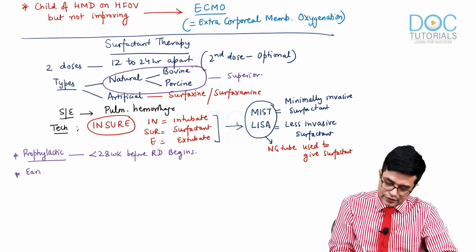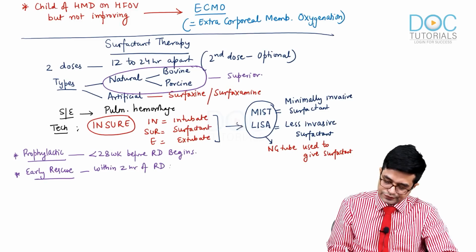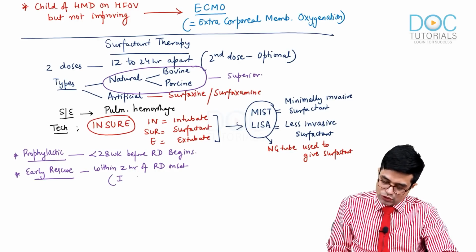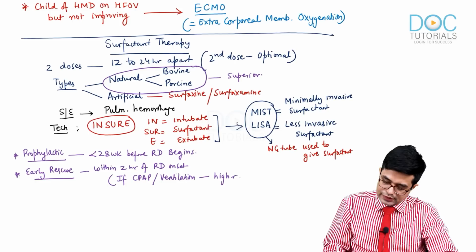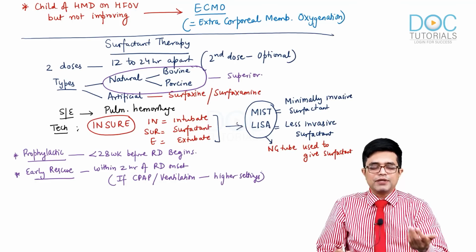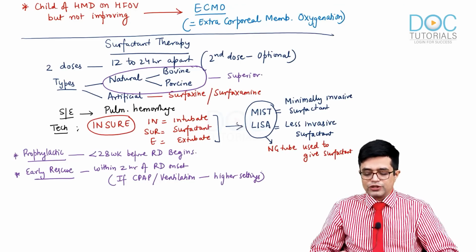Early rescue surfactant. Early rescue surfactant is given within 2 hours of onset of respiratory distress, once it has started, and it is given if the patient is requiring CPAP or mechanical ventilation in higher settings. So you don't wait for further higher settings to be done. If the patient is already on CPAP with high FiO2 requirement or on ventilation already, then you need to give early rescue therapy within 2 hours.